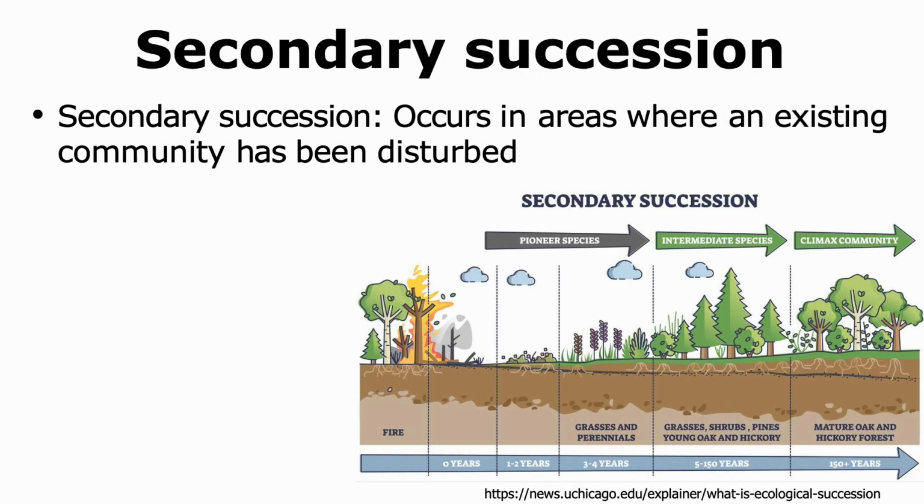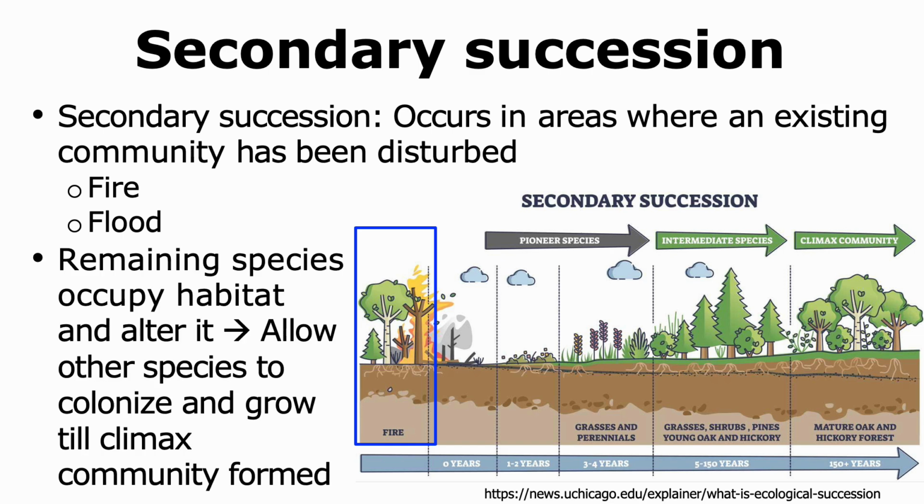Secondary succession is another type of ecological succession that occurs in areas where an existing community has been disturbed. This disturbance can be due to factors like a fire, a flood, an earthquake, or others. In secondary succession, usually not all species die in this disturbance. There are some species that will remain. Now, these species will start altering the habitat.